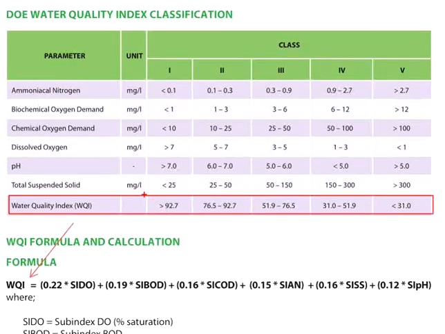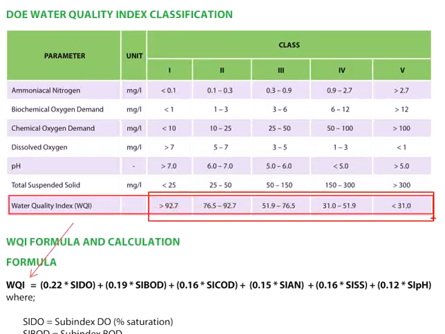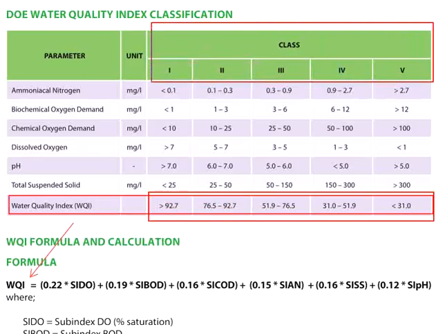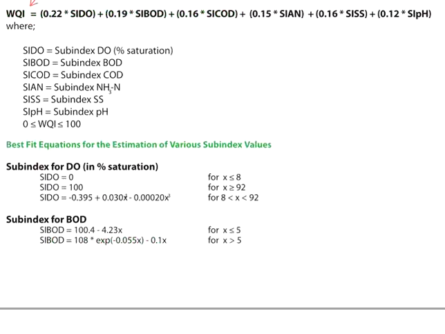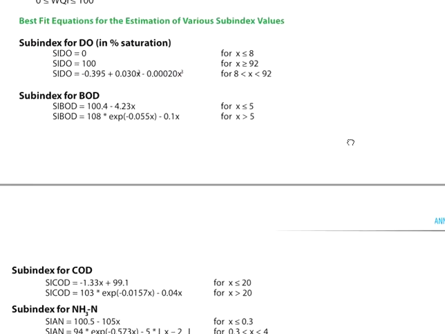You may refer to the scale range of the water quality index in accordance to various classes of water. Class 1 will require the water quality index more than 92.7. Class 2, 76.5 to 92.7, and so on and so forth. When the water quality index is less than 31, it will be classified as Class 5. Next is to get the sub-index for various parameters.